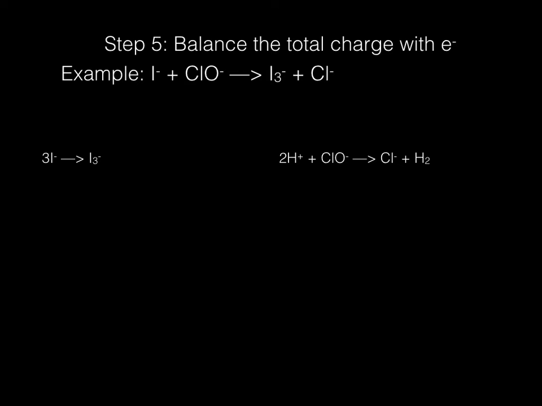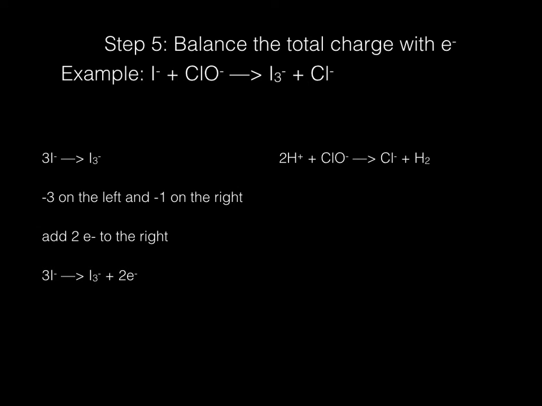Now we're at this point where we need to think about balancing the charge with electrons. There's a -3 charge on the left and a -1 on the right for this reaction here involving iodine. We need to add electrons to the more positive side. -1 is technically more positive than -3, so we add 2 electrons to the right.